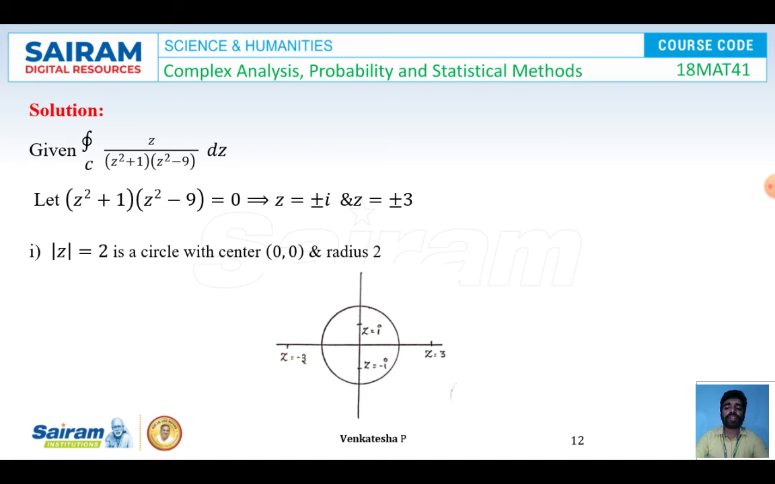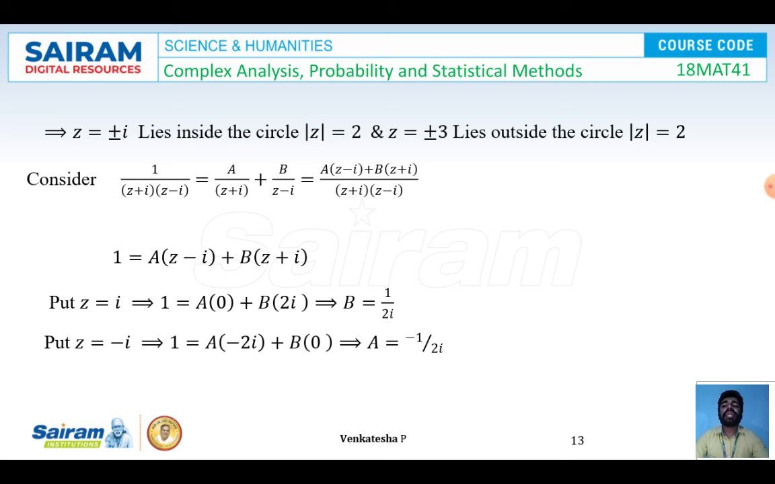Now I am going to plot the circle mod z is equal to 2. It is a circle with center at origin and radius 2. In this circle, the points z is equal to plus or minus i means x comma y is 0 comma plus 1 and 0 comma minus 1. And the other points will be x comma y is 1 comma 0 and minus 1 comma 0. Now I am plotting a circle of radius 2. After plotting the circle, the points z equal to plus or minus i lie inside the curve and the points z is equal to plus or minus 1 lie outside the circle.